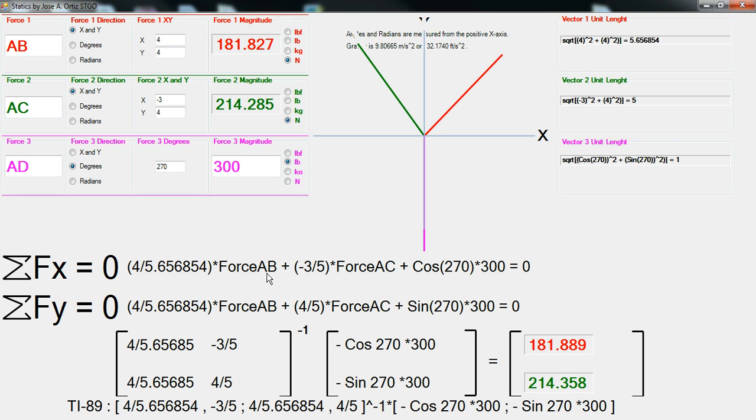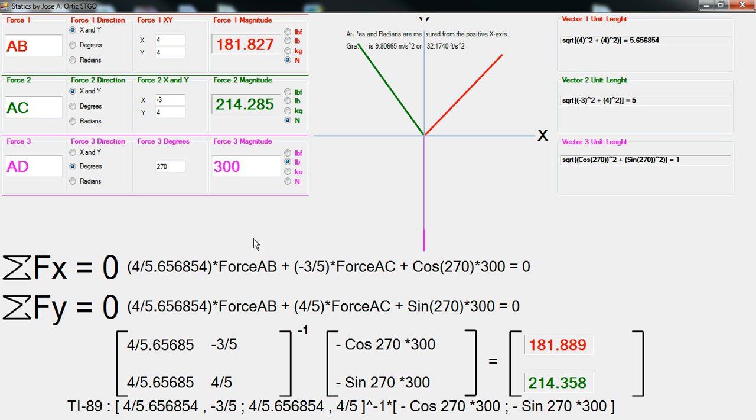You can always switch your variables here. So if you put force AC here and decide to put force AB here, you can do that, but these coefficients will be reversed. This one will be here, this one will be here, and so on. So when you get the resultant here, it's just going to be in reverse. This will be 214, and here this will be 181. But the matrix is the fastest way to do this problem.